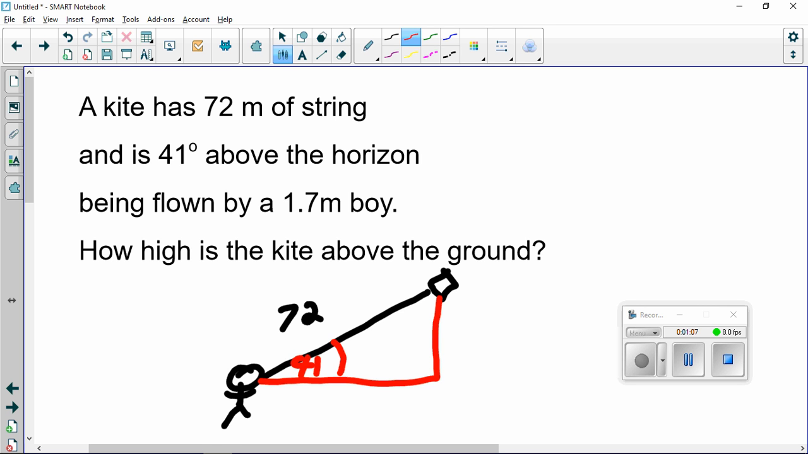Now also, the boy that's flying the kite is 1.7 meters tall. So that means that the height from here to here is 1.7, and the height from here to here would also be 1.7. So when I find this length here on the triangle, I'm going to have to add 1.7 meters to that to get the total height of the kite above the ground.